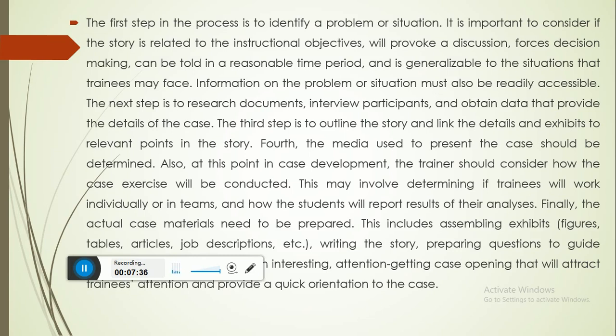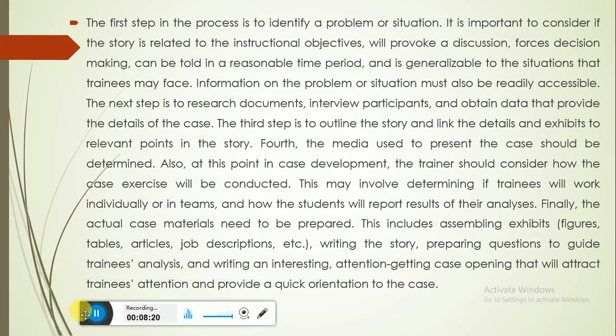So these are very simple points. I don't think we need to go more deeply into it, because it works like a case study. Then the trainer will decide whether it needs to be conducted individually, or how they will conduct that. Will they make a team, how they will report the analysis, how they will do the figures, everything. So it depends on the trainer how it works.